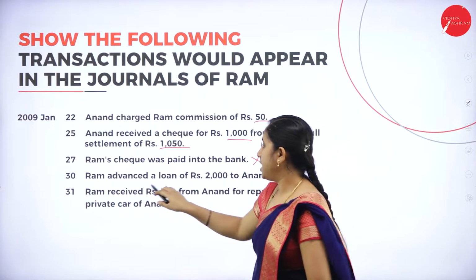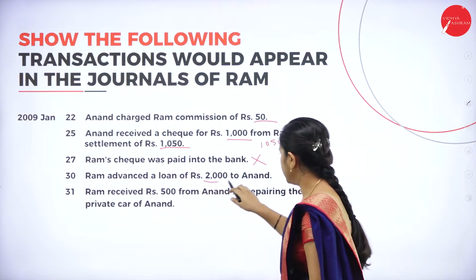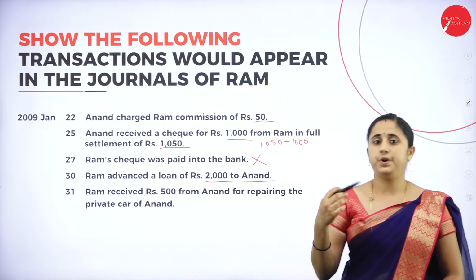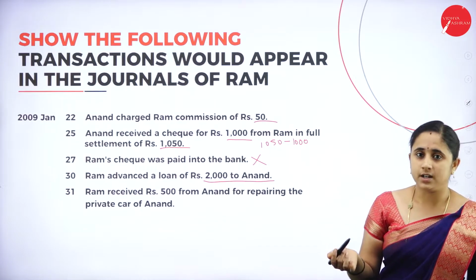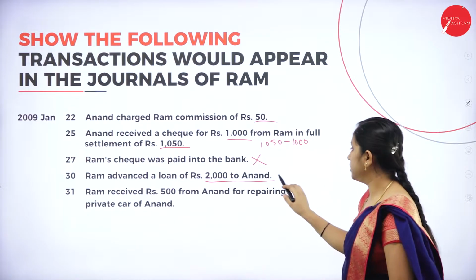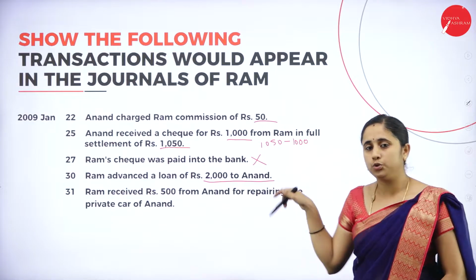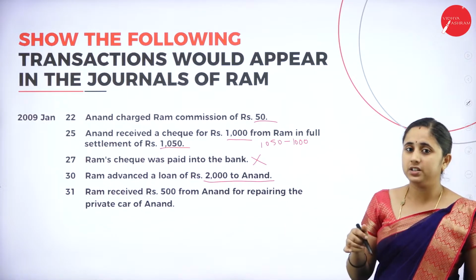Next, Ram advanced a loan of rupees 2000 to Anand. That means Ram is paying cash to Anand as a loan. Anand is receiving a loan of 2000. So debit the receiver.